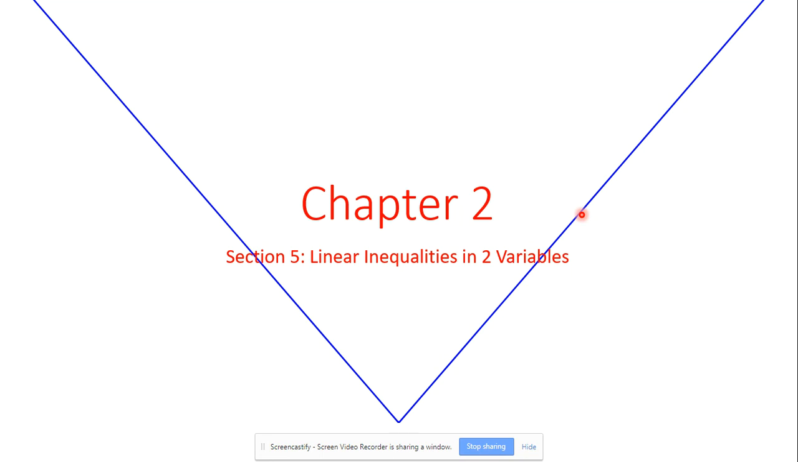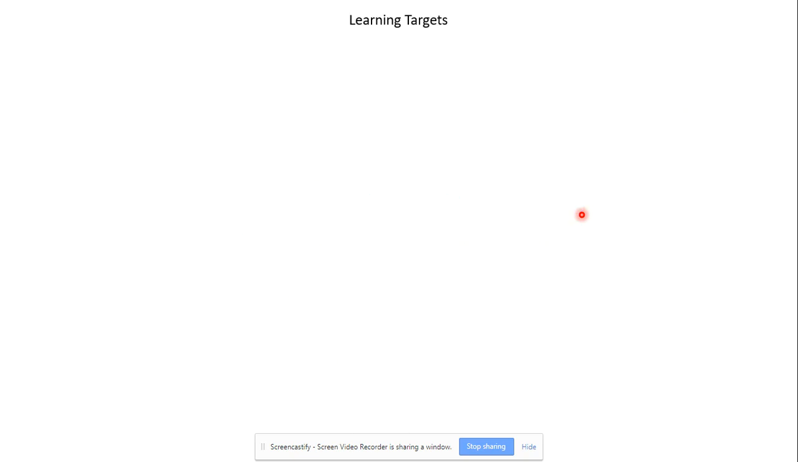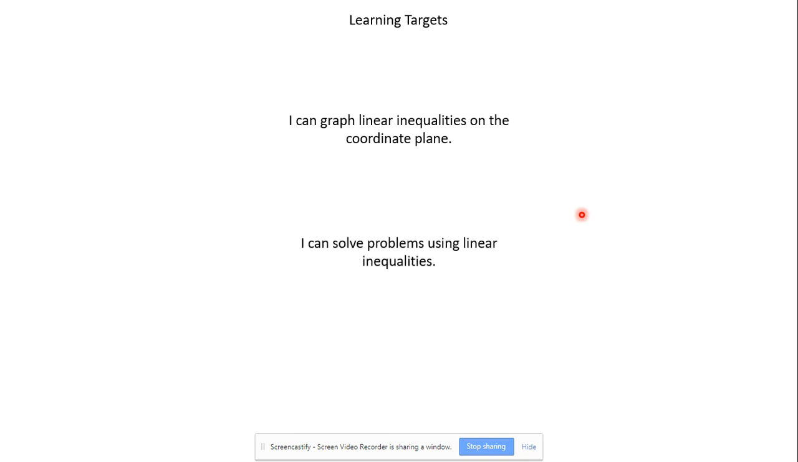This isn't the graphing that we did at the beginning of the chapter with inequalities, because we only had one variable and that was on a number line. This graphing is going to be on an actual coordinate plane. So let's look at our learning targets. I can graph linear inequalities on the coordinate plane, and I can solve problems using linear inequalities.